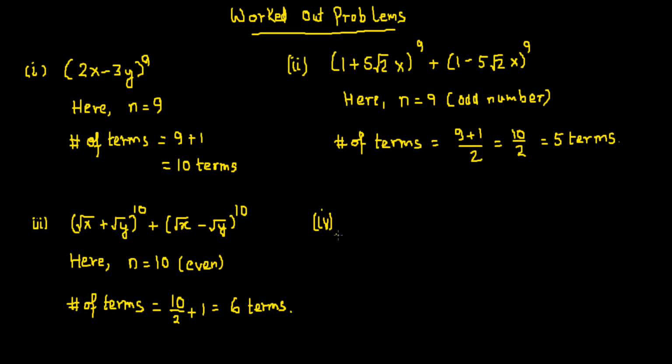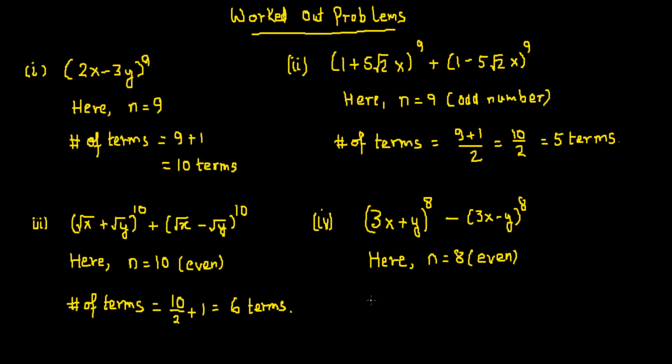Question number 4. It's (2x + y) whole raised to the power of 8 minus (2x - y) whole raised to the power of 8. Again, we have a case where n is an even number, n is 8. So now we apply the other formula, which is n over 2, to find out the number of terms. So we have 8 over 2, which equals 4 terms.